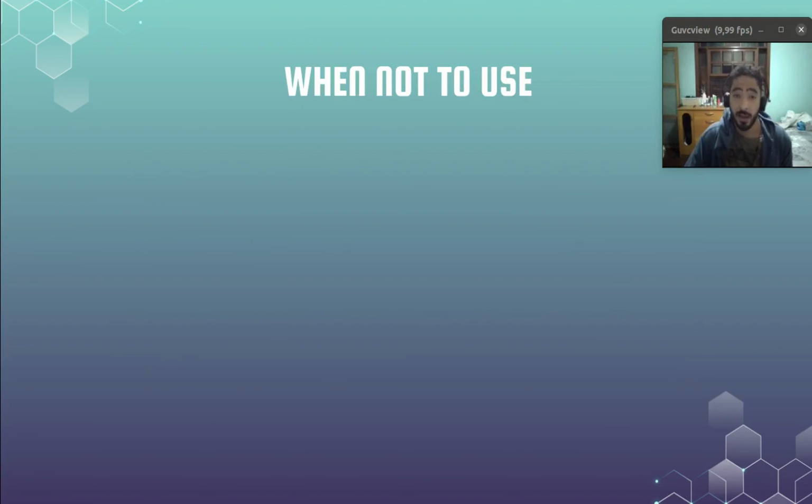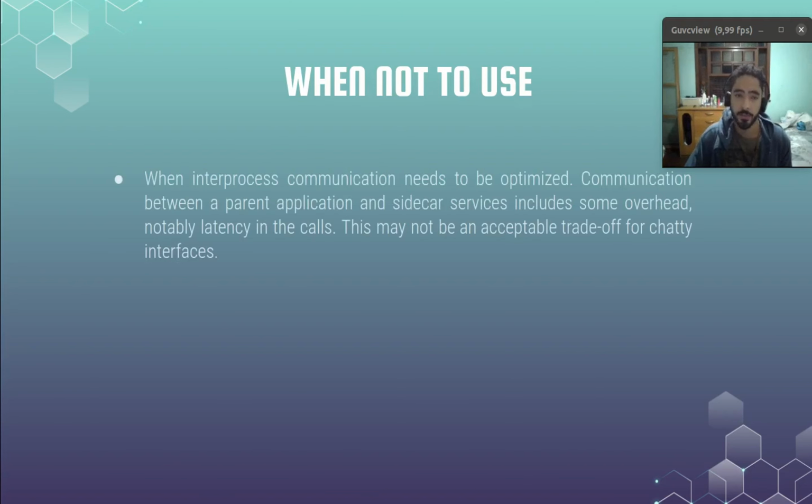But everything has a trade-off, everything has downsides, and we will talk a little about situations where it may not be good to use sidecars. One situation is when the inter-process communication needs to be optimized, which means that the communication between a parent application and a sidecar service includes some overhead, especially in the calls. They have some latency, and this may not be an acceptable trade-off in some cases, right?